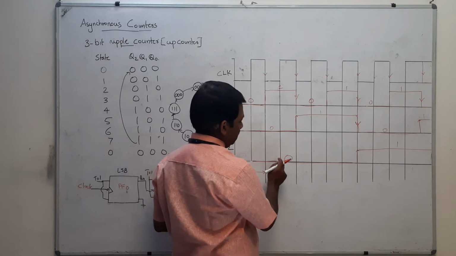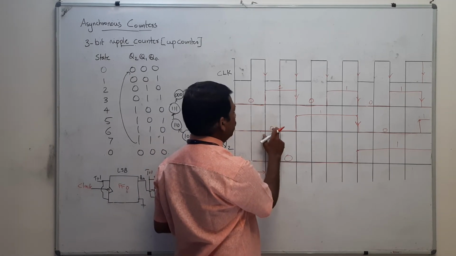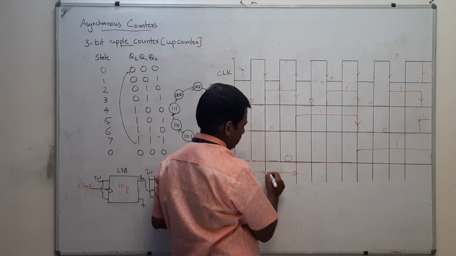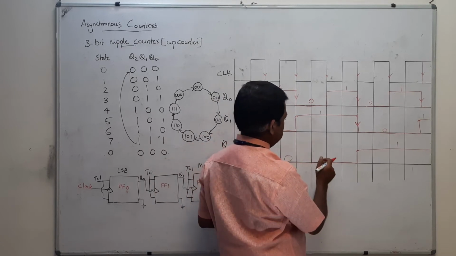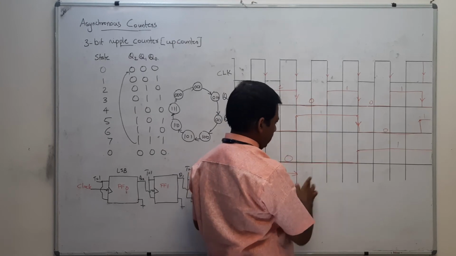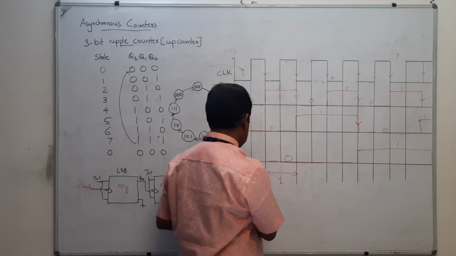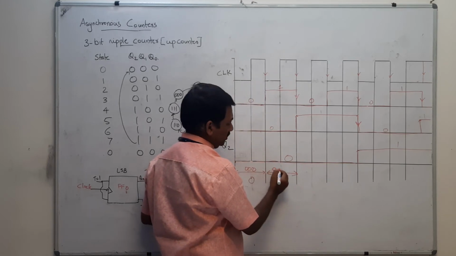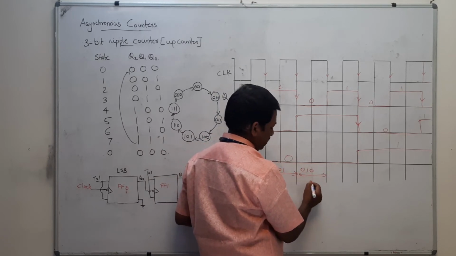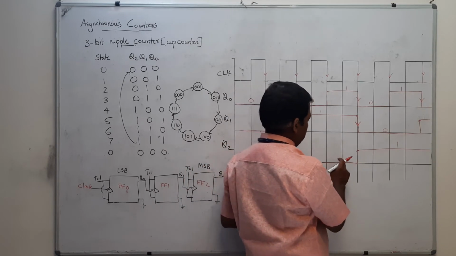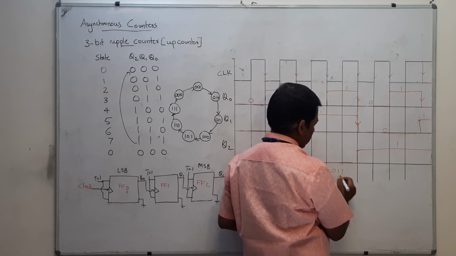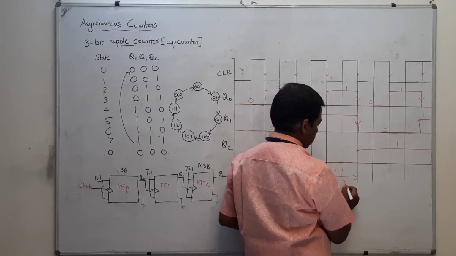Now, here see, Q2 is 0, Q1 is 0, and Q0 is 1. That means 0, 0, 1. This is 1. And what about this? Here, this is 0, 1, 0. So this is 0, 0, 0. This is 0, 0, 1. This is 0, 1, 0, which is given as 2. What about here? 0, 1, 1, which is 3.